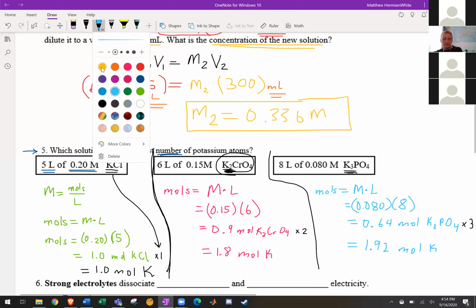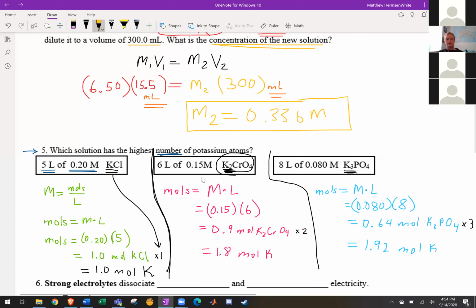So we can now compare and see which one of these has the most potassium atoms. Now you just have to look at which one has the most moles of potassium. The first one has 1 mole, the second has 1.8 moles, and the last one, which is the answer, has 1.92 moles of potassium. So this one has the highest number of potassium atoms. Now, who can tell me, why do I not need to figure out the actual number of atoms? Why can I get the answer just from the number of moles?